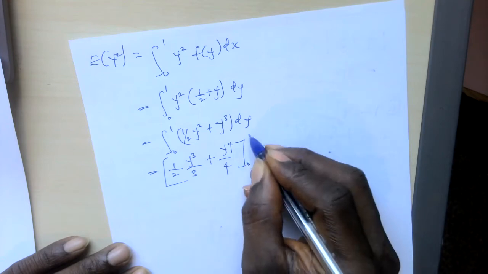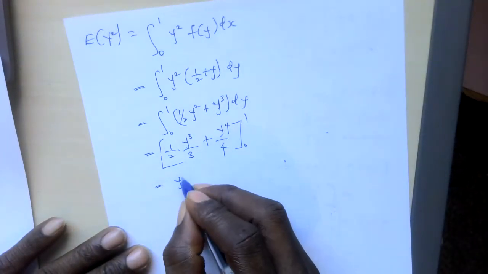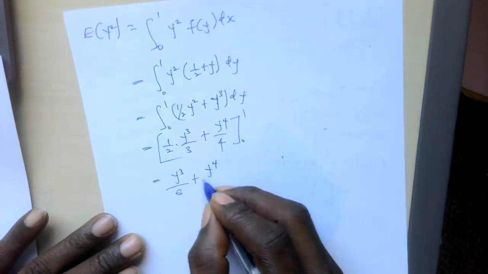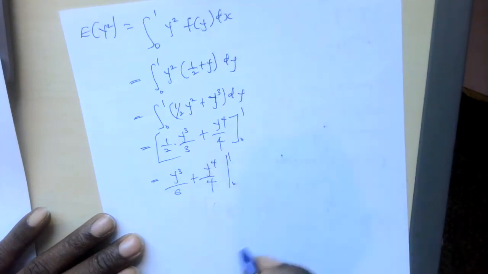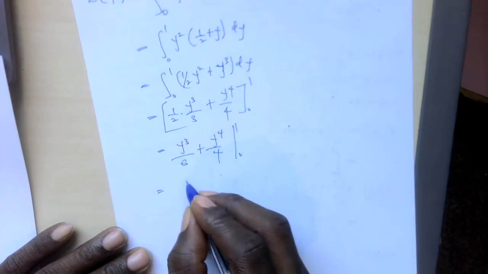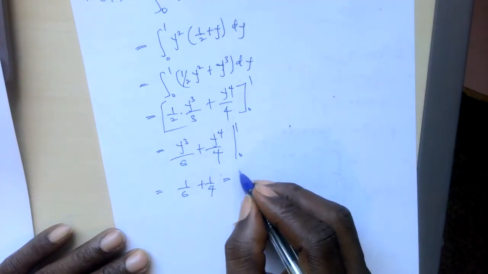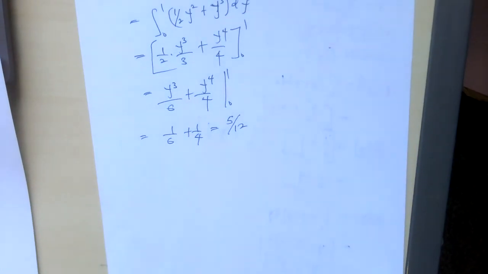Substitute from 0 to 1 for y. So you have y cubed over 6 plus y to the 4 over 4. Substituting 0 to 1, we have 1 over 6 plus 1 over 4, that's 5 over 12. So our E of y squared now is 5 over 12.